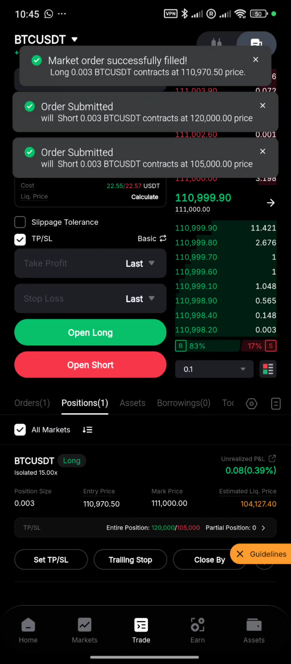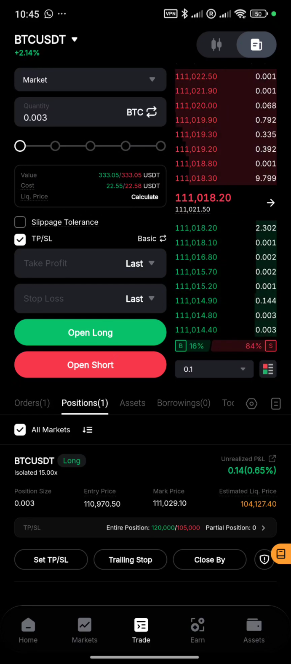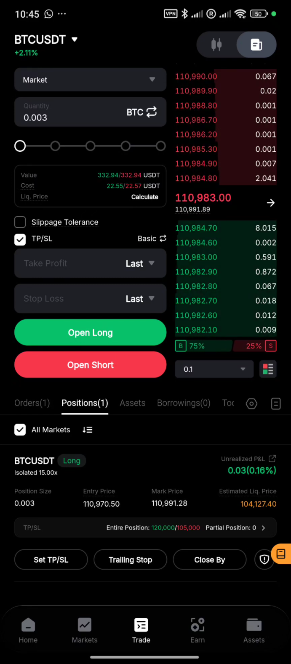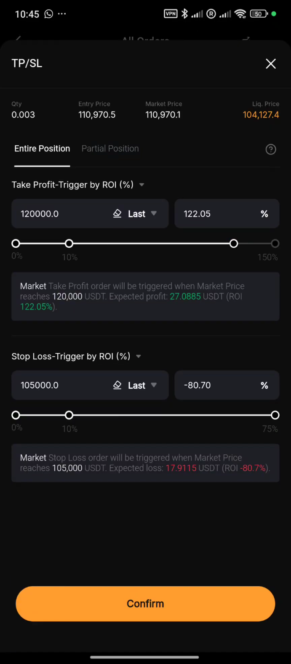Once I place, we can see my trade running, and you can see TP/SL in the trade. For the entire position, the take profit is 120,000, and for the entire position, the stop loss is 105. So that's how to set it in one way. Another option is, let me just cancel this. Let's assume you already have a trade running. So let me remove these ones.